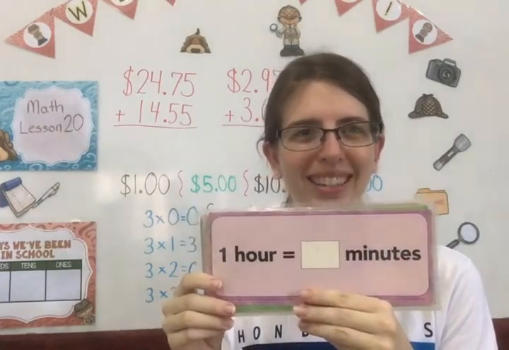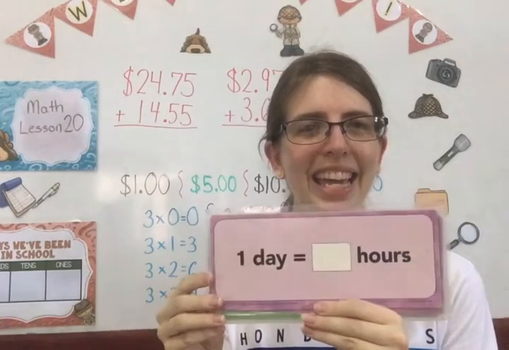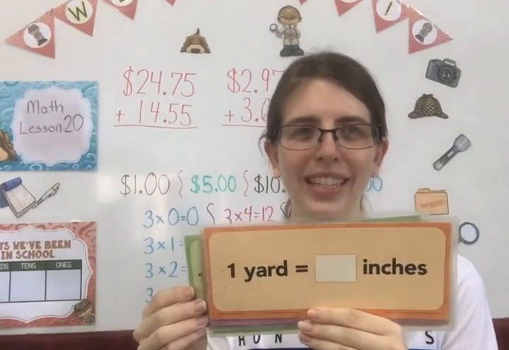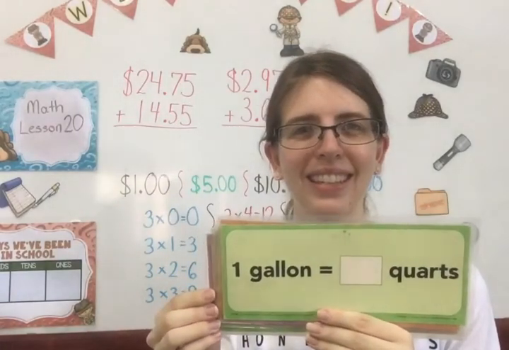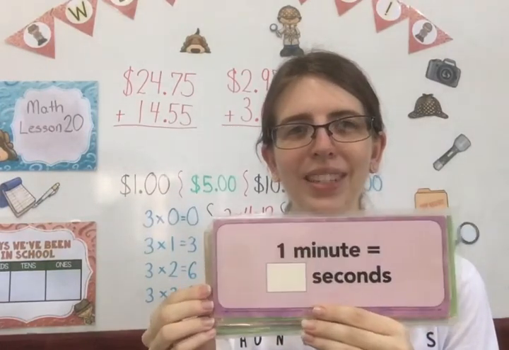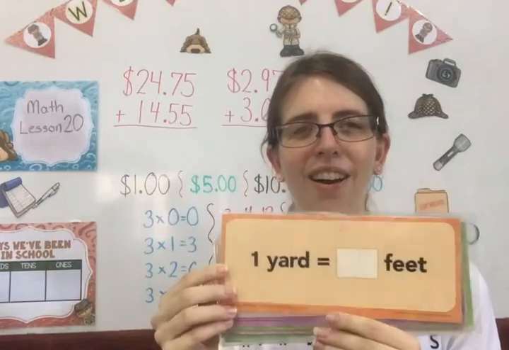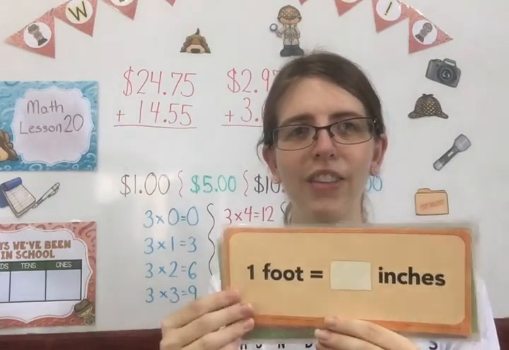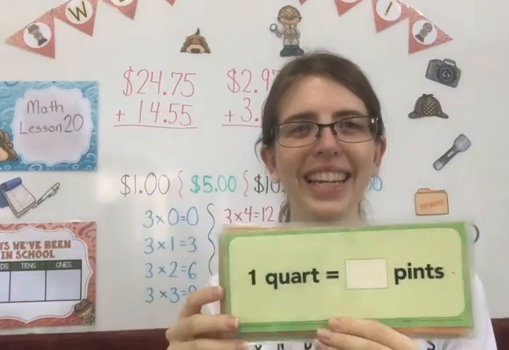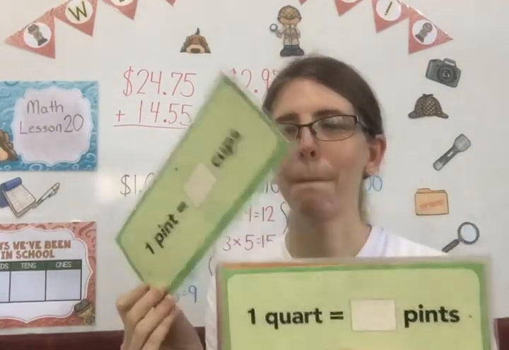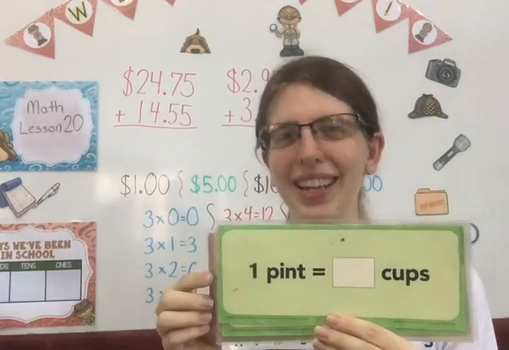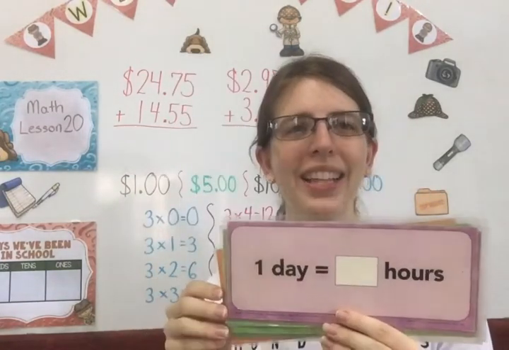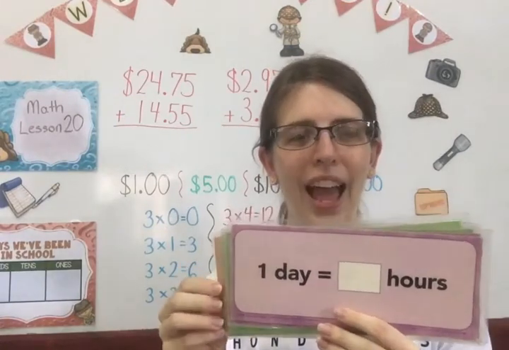1 hour equals 60 minutes. 1 day equals 24 hours. 1 yard equals 36 inches. 1 gallon equals 4 quarts. 1 minute equals 60 seconds. 1 yard equals 3 feet. 1 foot equals 12 inches. 1 quart equals 2 pints. 1 pint equals 2 cups. 1 hour equals 60 minutes. 1 day equals 24 hours. Very good.